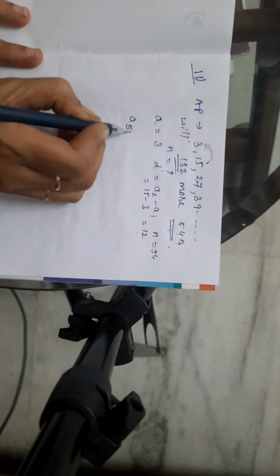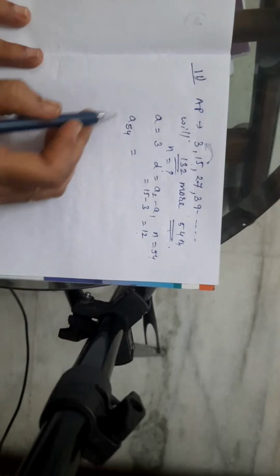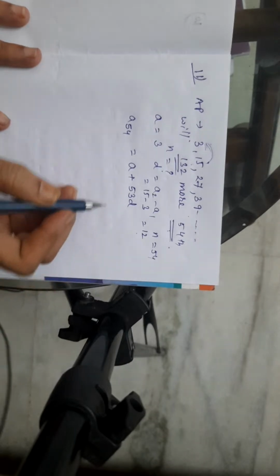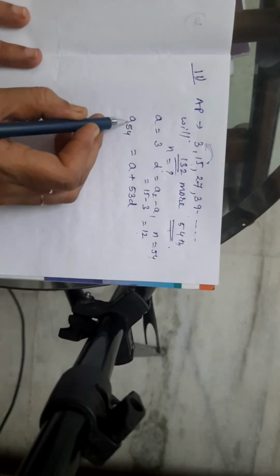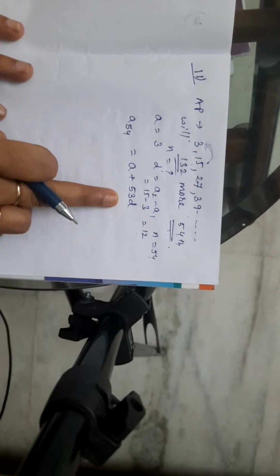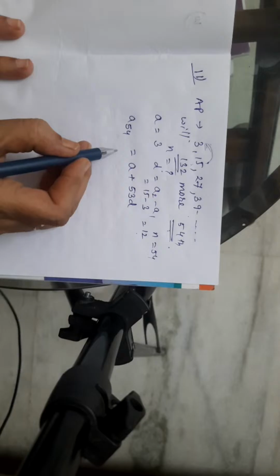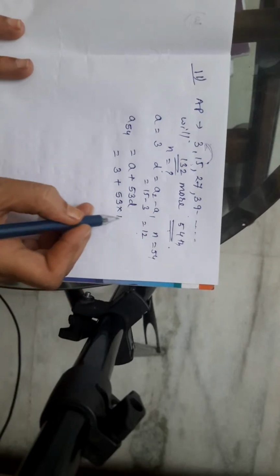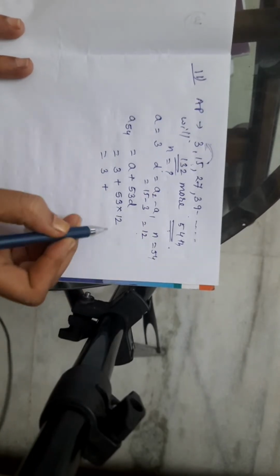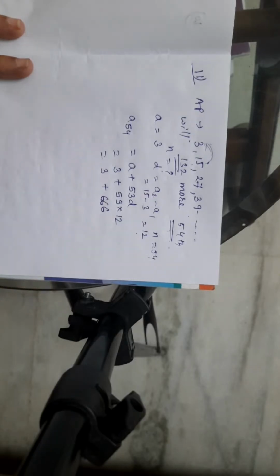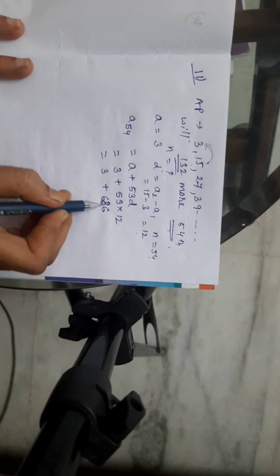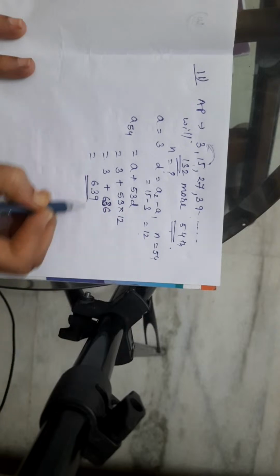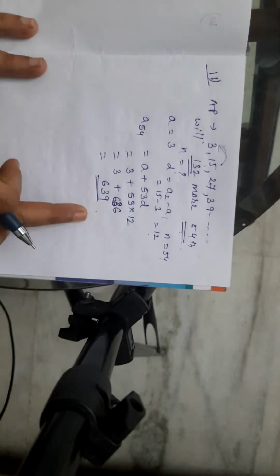So here A54. As I told, whatever the value will be there, directly we can write the equation A plus 53D, we need to calculate. 54 minus 1, that is n minus 1. Here 54 minus 1 is 53. Value of A is 3, 53 multiplied by D, we got 12. So it is 3 plus 636. Adding them together, it's 639. We got the value of the 54th term to be 639.